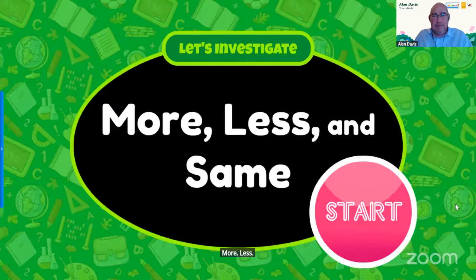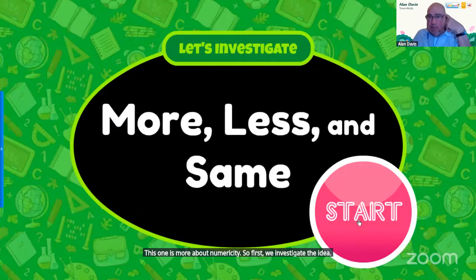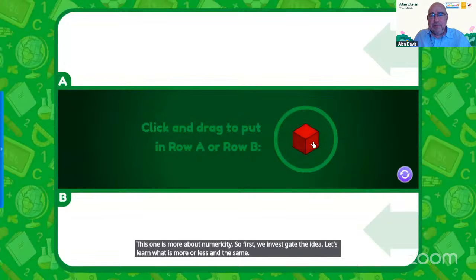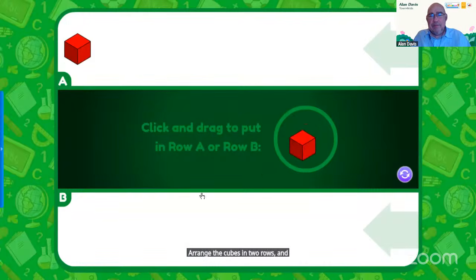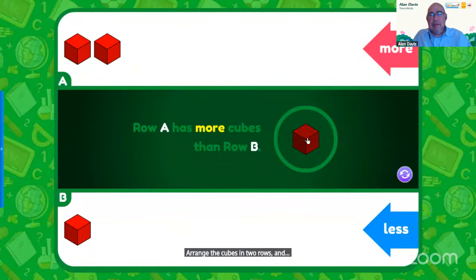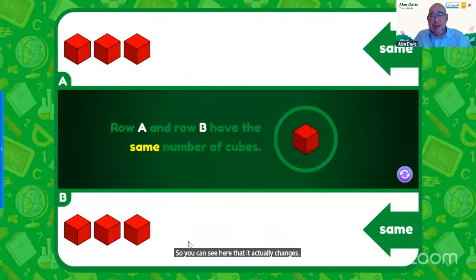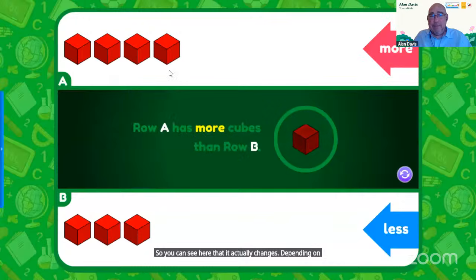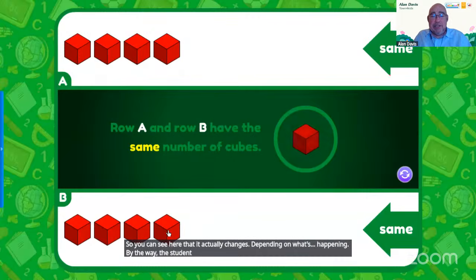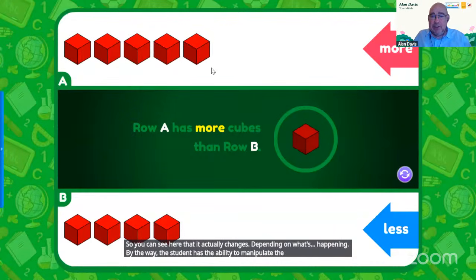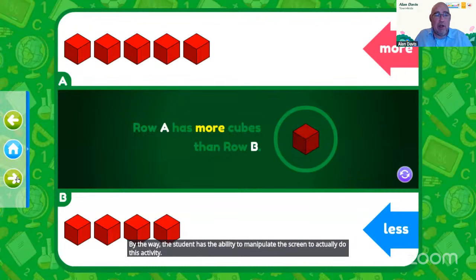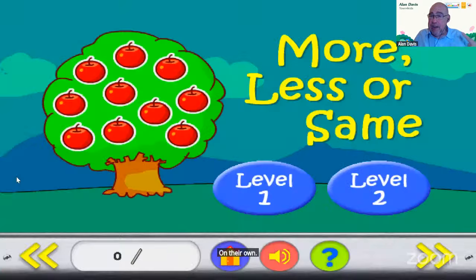Less, and same. So first we investigate the idea. Let's learn what is more, less, and the same. Arrange the cubes in 2 rows. You can see here that it actually changes depending on what's happening. By the way, the student has the ability to manipulate the screen to actually do this activity on their own, but done as a whole class activity. More, less, or same. So I have 2 levels here.